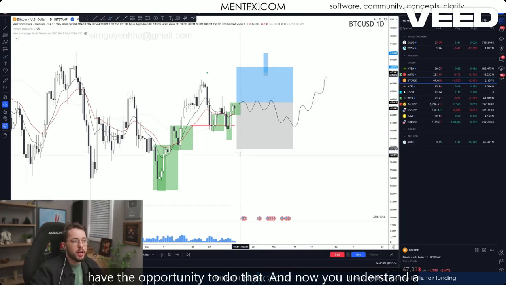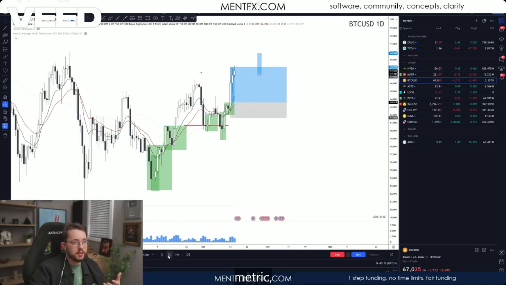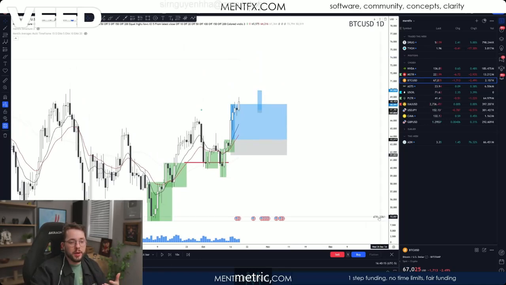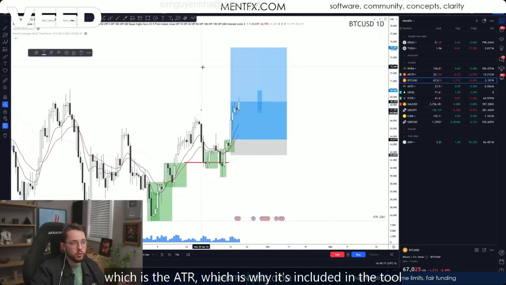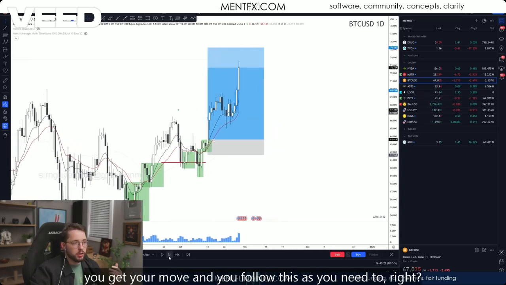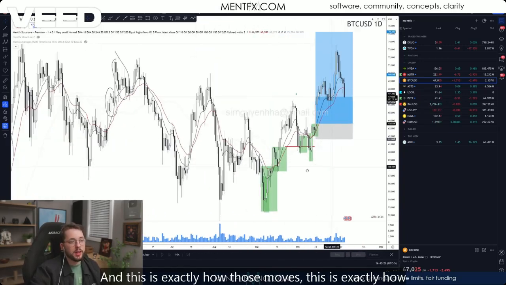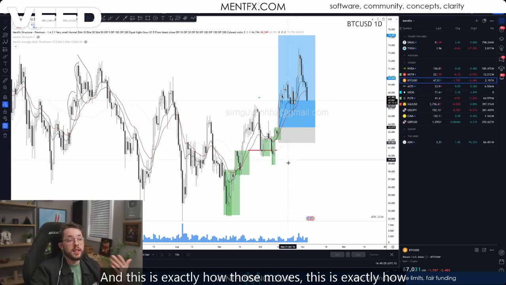Then great, you now have the opportunity to do that, and now you understand a way to measure proper stops through a volatility-based metric, which is the ATR, which is why it's included in the tool that's available to all of you, right? And then of course you get your move, and you follow this as you need to, right? And this is exactly how those moves happen.